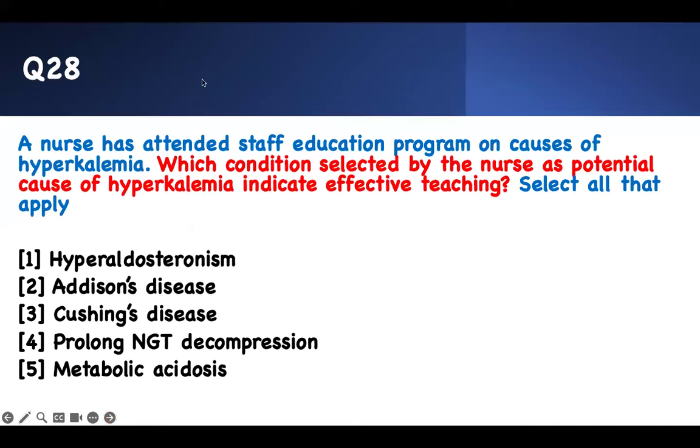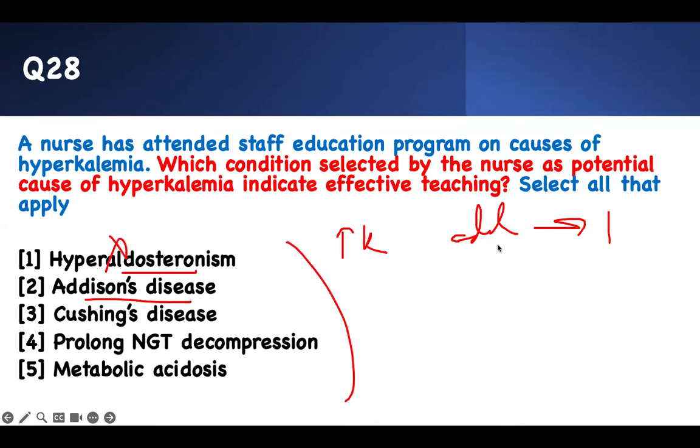Number 28. A nurse has attended the staff education program on the causes of hyperkalemia. Which condition selected by the nurse as a potential cause of hyperkalemia indicates effective teaching? All I will be saying is what will cause hyper-K. Too much aldosterone will lead to decreased K. Cannot be this. Addison's does not have aldosterone, so it's going to lead to high K. So that's Cushing. Cushing, through its effect on sodium, will not cause hyper-K.